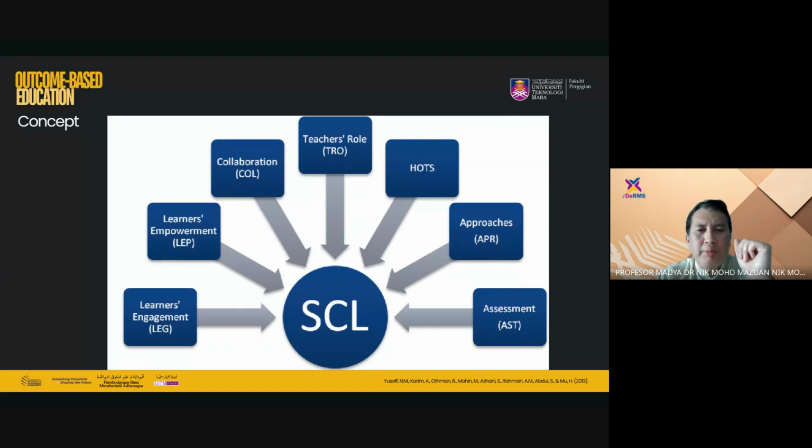If they couldn't find something from the library, what they need to do. So they know they can go to the librarian, and the librarian can find the book that they want from another library. So that is learners' empowerment. They know where to get, they know what to do.